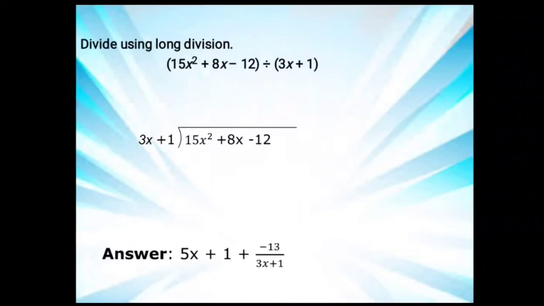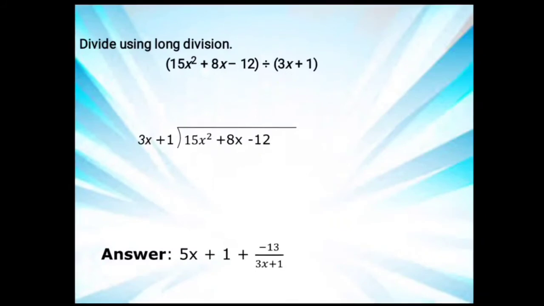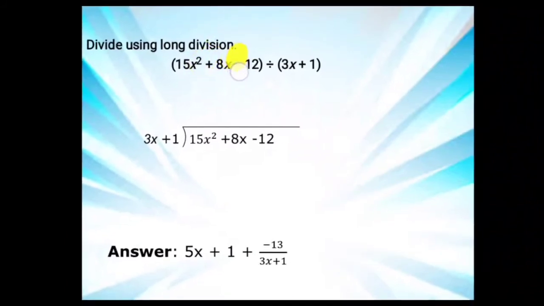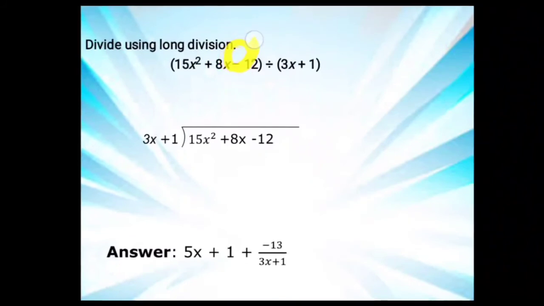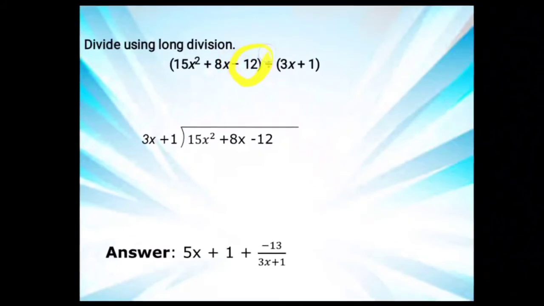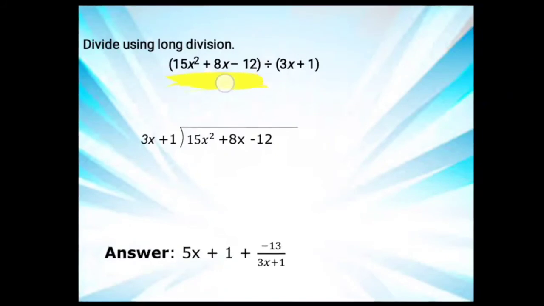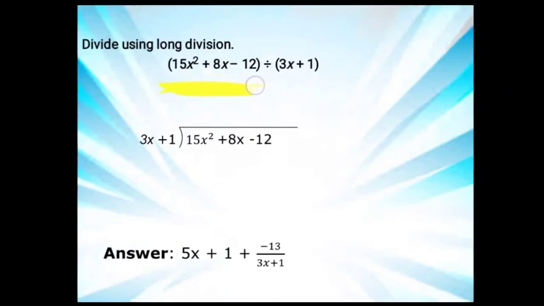Let's try another example. Divide using long division: 15x squared plus 8x minus 12 divided by 3x plus 1. As you can see, it is already written in standard form and there is no missing term, because when we look at the exponents, we have 2, then the exponent of this term is 1, then after that, a constant. Therefore, that is properly arranged.